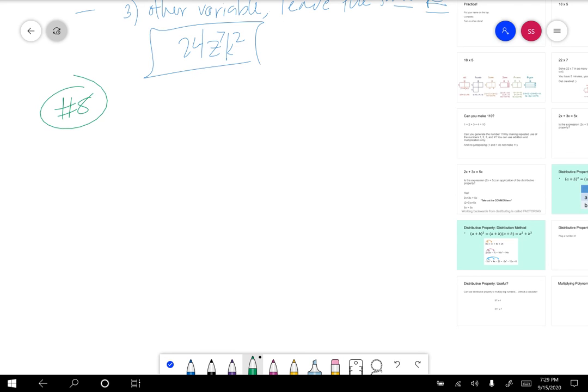Number 8. So number 8 is 7y times 6y to the negative 2nd. Now we didn't talk about negative exponents, but for this class, really the only thing you need to know is how to multiply things that have the negatives. So again, we're going to follow the same pattern. So first, multiply coefficients. So we have 7 times 6, and we get 42.